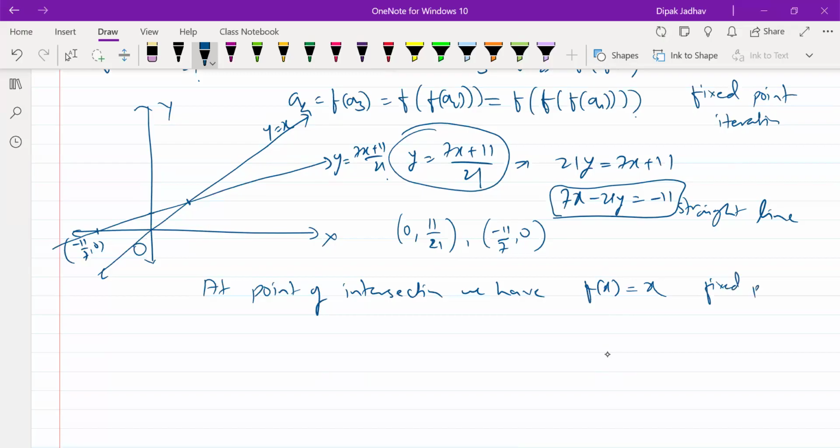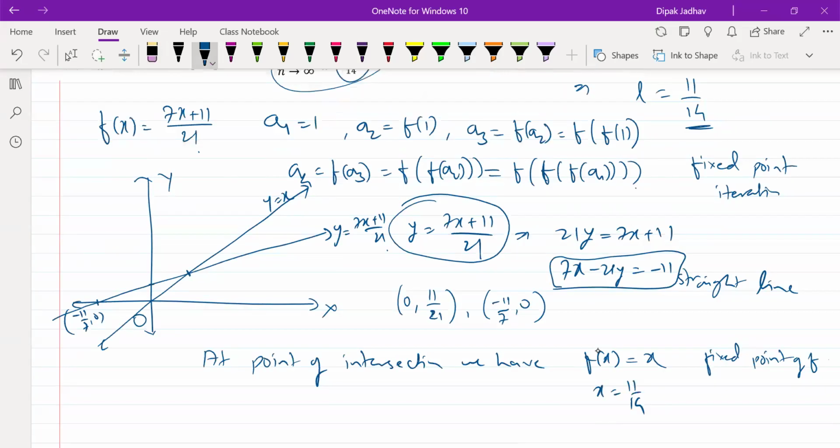Is it okay? Yes, sir. Yeah, and that we already computed. X is equal to 11 by 14. So this point is 11 by 14 comma 11 by 14.